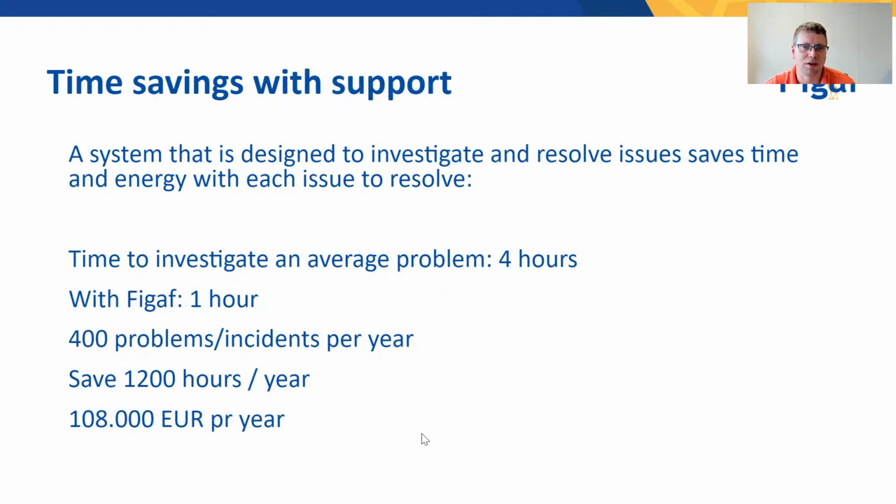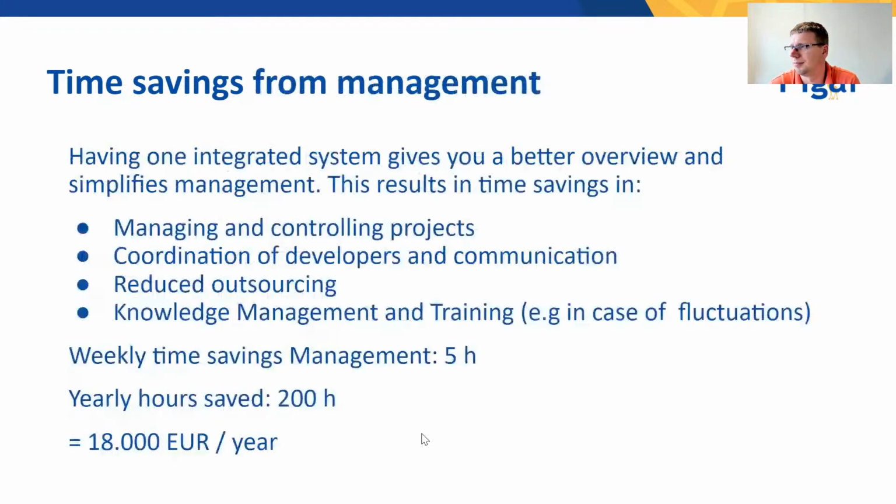We also look at some of the time savings with testing or with support. So this is whenever you find an issue. With the Figaf tool, we have a capability that allows us to easily find alerts or problems, report them, and create rules for them, so it's easy next time something fails to catch these items. That means it becomes a lot faster to resolve. You probably save about 3 hours per incident here, and if you have 400 incidents a year, it's 108,000 euros a year that the tool can save you.